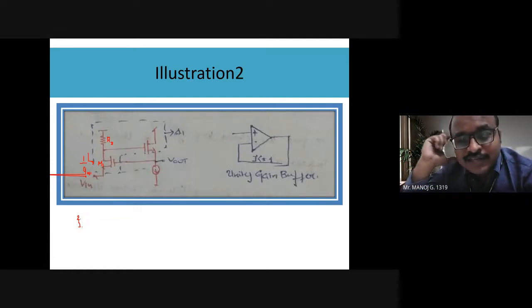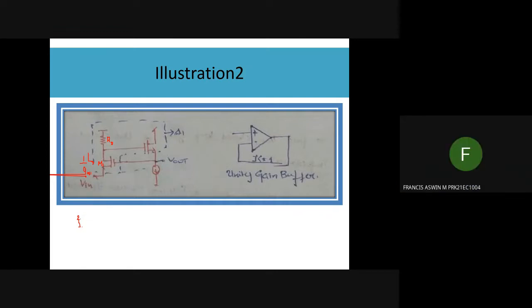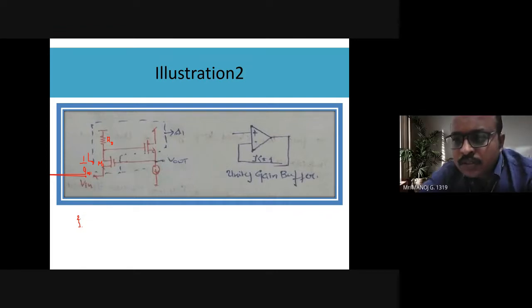Perfect. Write the expression, man. Please give the expression so that it can be a reference for other people. Already he wrote, sir. Is that the same thing? RD into 1 plus GM into RD. Yes, sir. Thank you. Okay, we'll go for the next one, the last one.